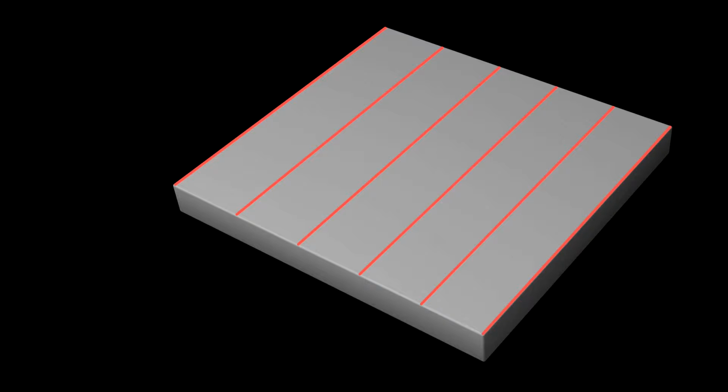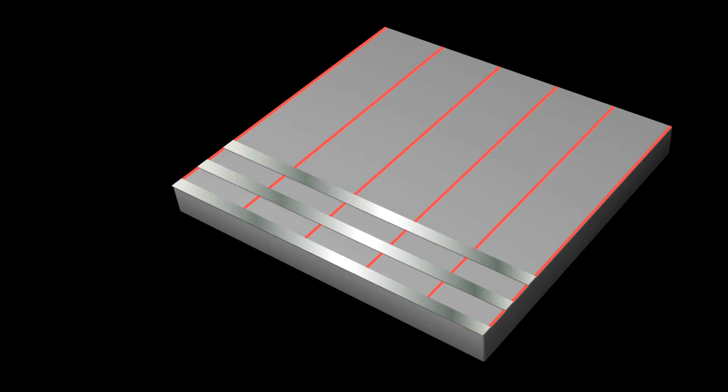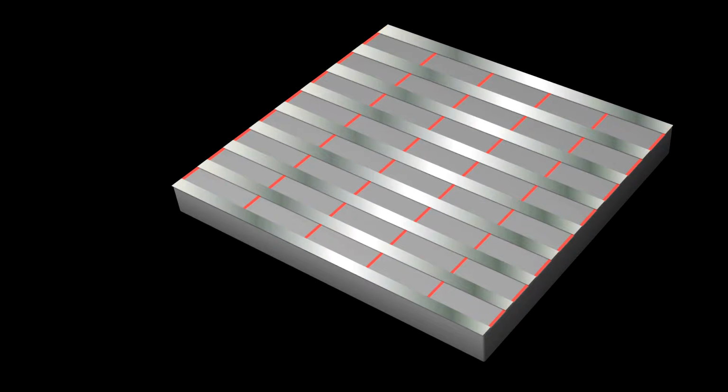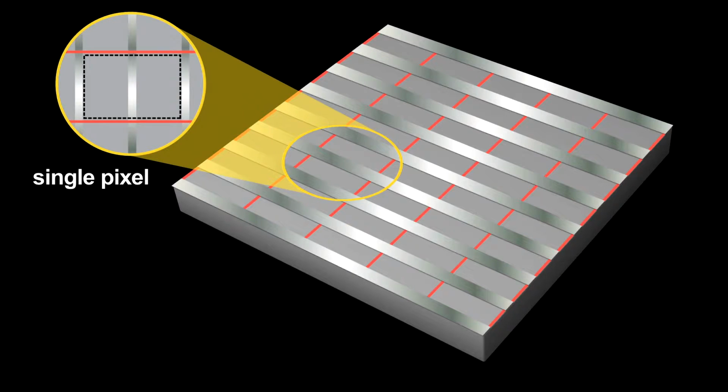The surface is covered with a thin layer of insulating silicon dioxide, and then perpendicular to the channel stops, engineers deposit thin strips of metal, typically aluminum. Each pixel then is one section bounded by channel stops and aluminum. So now we have our grid of pixels.